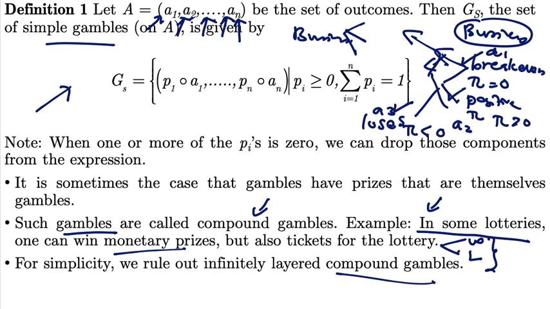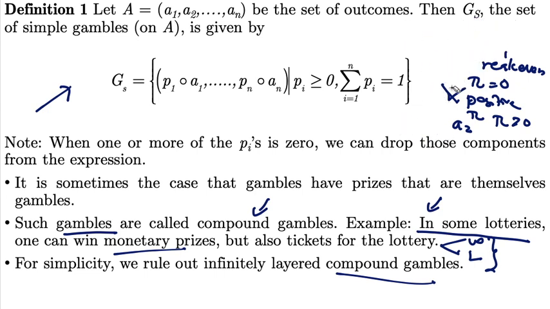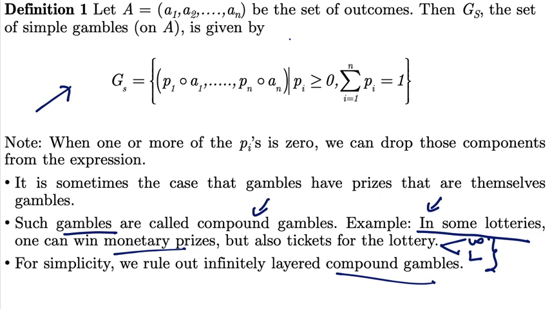Now, you have seen the definition here. Let me repeat the definition again. Let me erase some mess here so that I can focus on the definition. Right. If you look at Definition 1 here, let me repeat it again. Definition 1 says that let A be a finite set of outcomes consisting of A1, A2 until AN outcomes. Then if we have another set here, call it GS, this GS is actually the set of simple gambles on A, which is given by this expression.